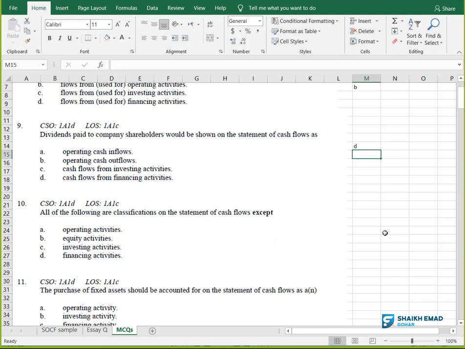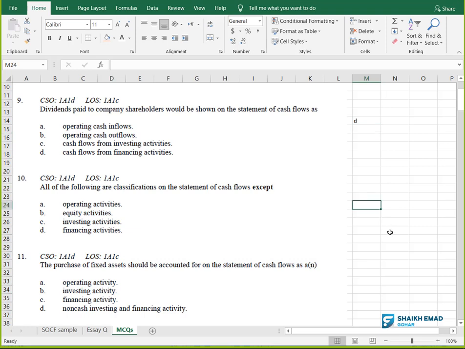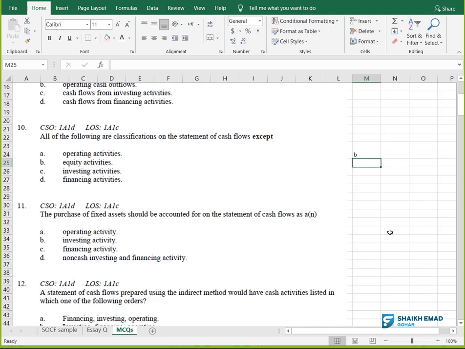Okay, good. Then they say all of the following are classifications of cash flows except. Very simple question again. Pray that you get this type of question in exam. B is the answer. We have operating activity, investing, financing. We don't have anything called equity activities. Then they say the purchase of fixed assets should be accounted for on the cash flow as what? When you purchase fixed asset, where you take it? Very simple again. We take it in the investing activities. Okay.